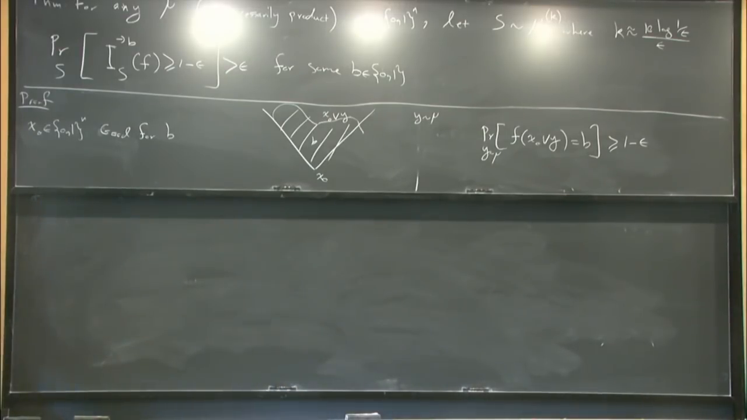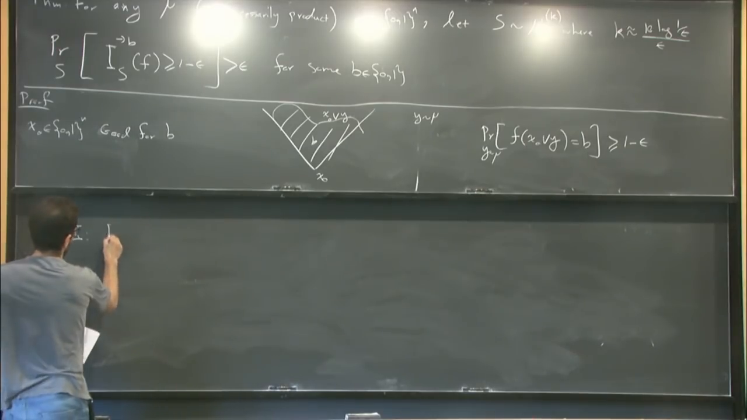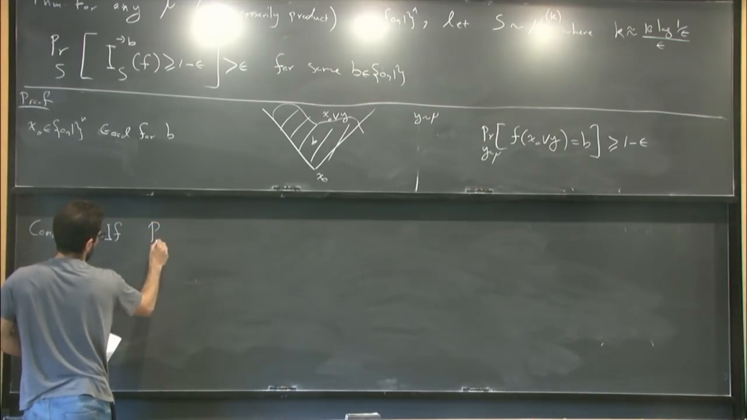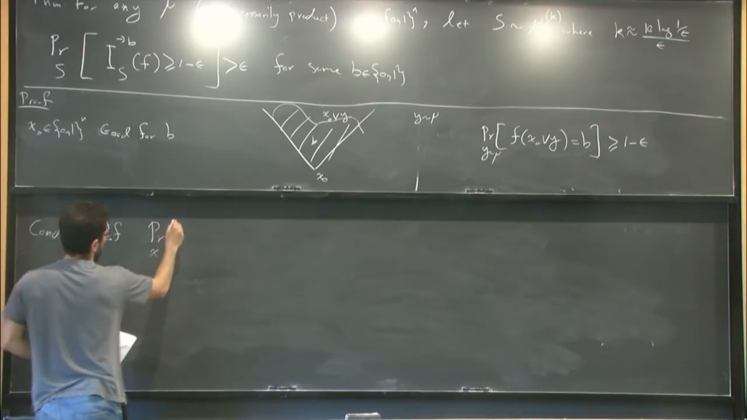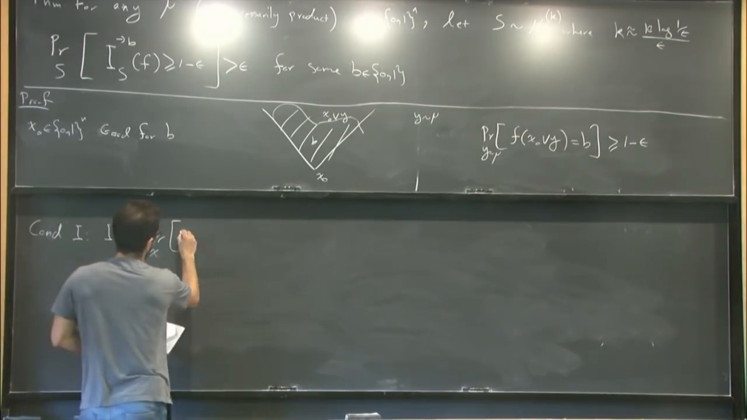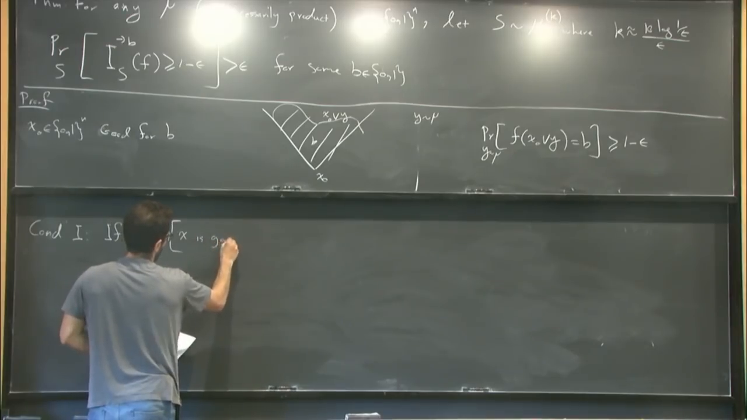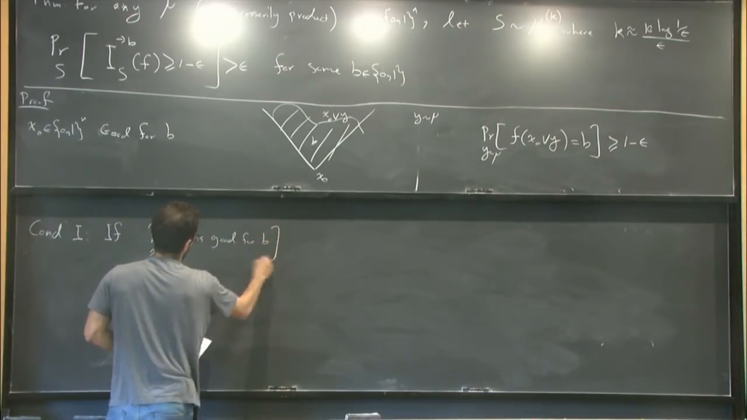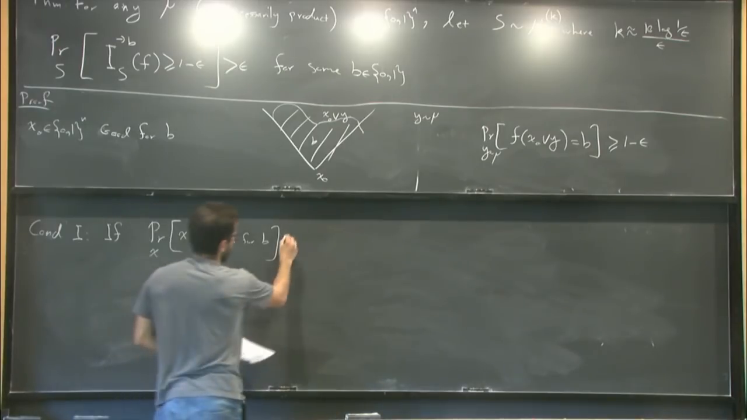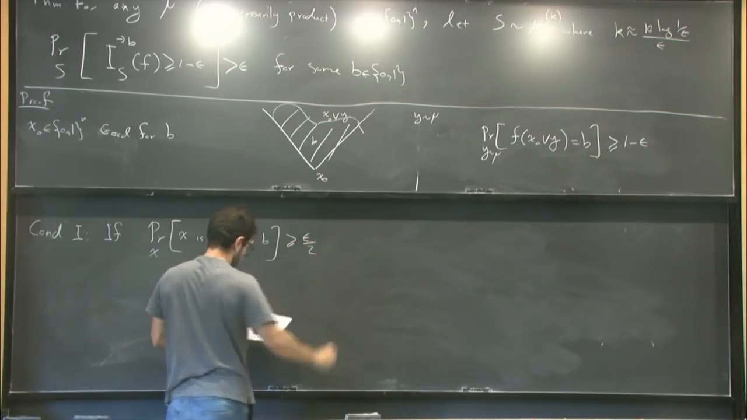OK. So now I'm going to claim that if there are a few good values for b, then we are OK. Like we can prove what we want. So let me write this as condition 1. This condition says that the probability that if I pick a random x, this x is good for b, is not very small. So it's at least epsilon over 2.